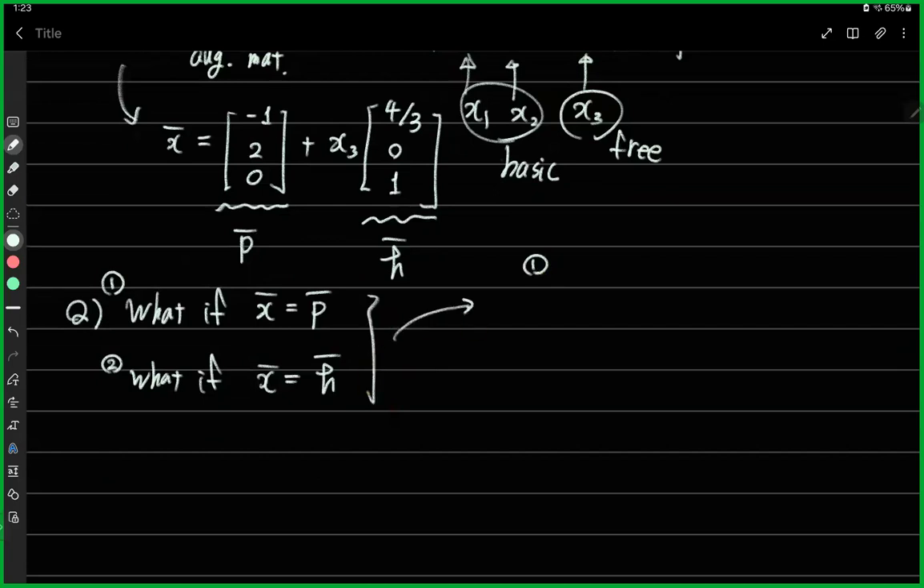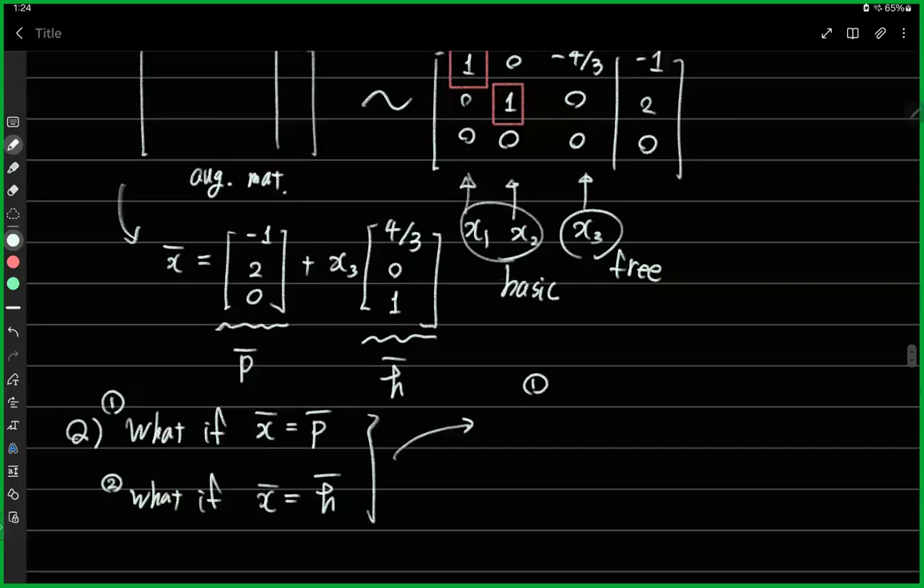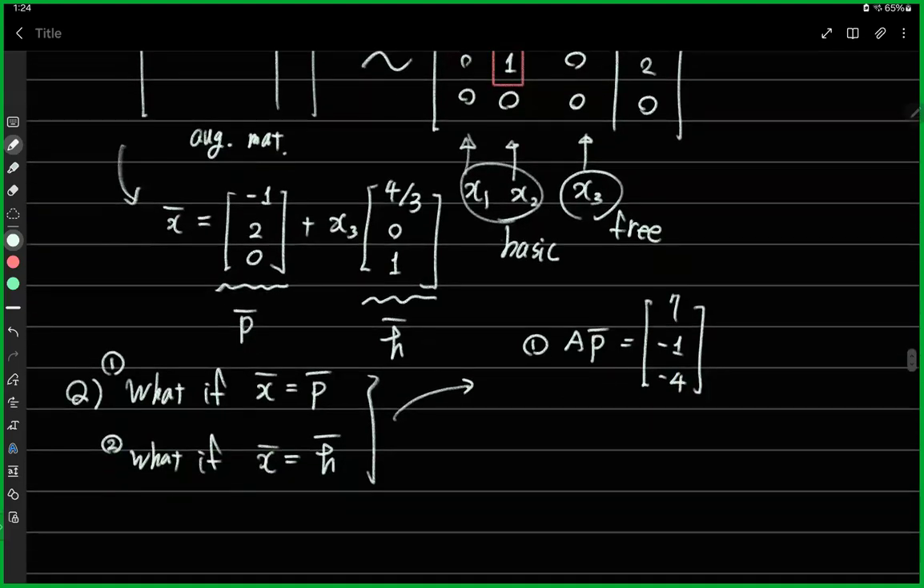So here's a 1. If X bar is P, which means that X3 equals 0, right? So we do this, A times P bar. What happened? A times P bar, we're going to get 7, -1, and -4. Right? So that one makes sense. X3 is a free variable. X3 can be any real number. For any real number for X3, the X bar must be a solution. So X bar equals P bar, which means that X3 is 0.